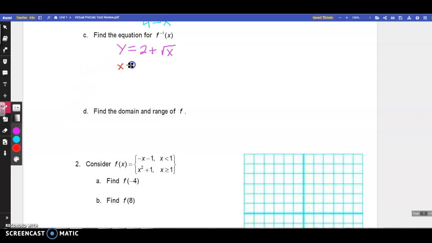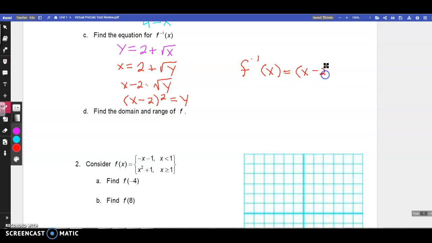All right, so I can do that. x equals 2 plus the square root of y. And I just have to solve for y. So subtract 2, and then I'll square both sides to get rid of the square root. So it'll be x minus 2 quantity squared equals y. And so this is my equation for f inverse. So f inverse of x equals x minus 2 quantity squared.